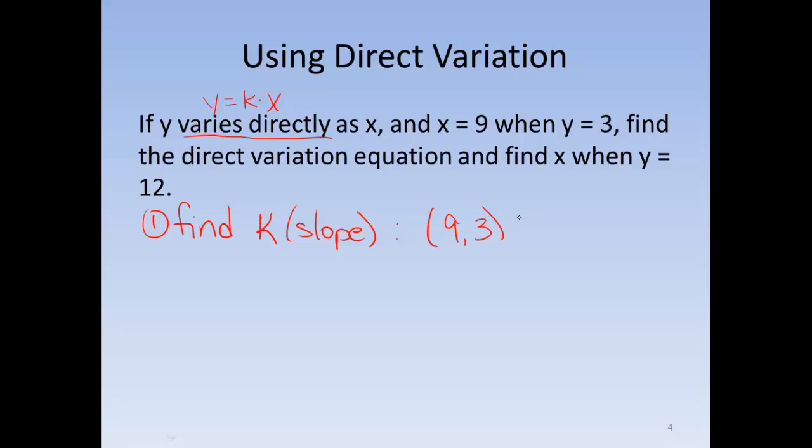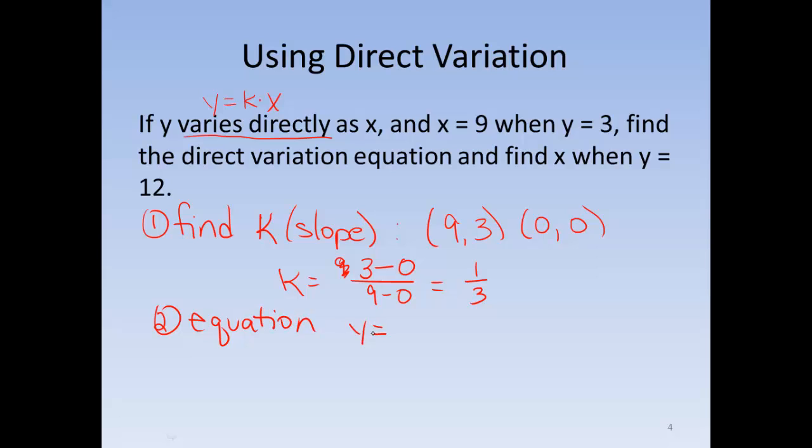But remember, because this is direct variation, we know it passes through 0, 0. And so I can go ahead and find that k. Oops, it helps if I put the y's on top. Y coordinates minus the x coordinates, and it reduces to 1/3. So my direct variation equation is going to be y equals 1/3 x, 1/3 being the slope from 9, 3 to 0, 0.